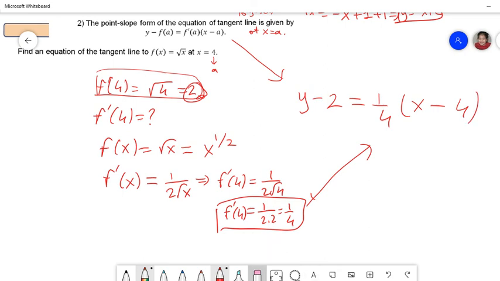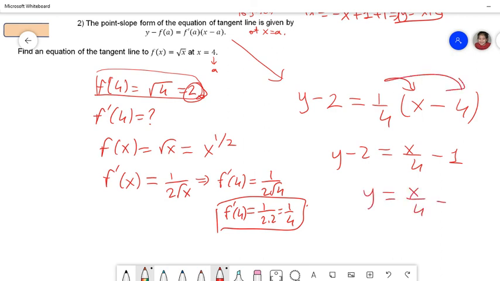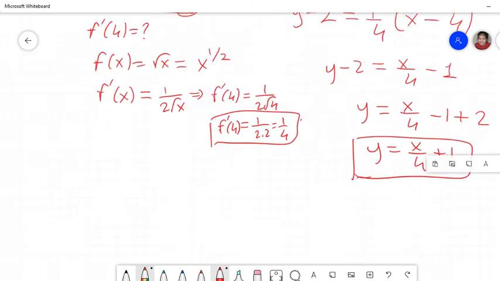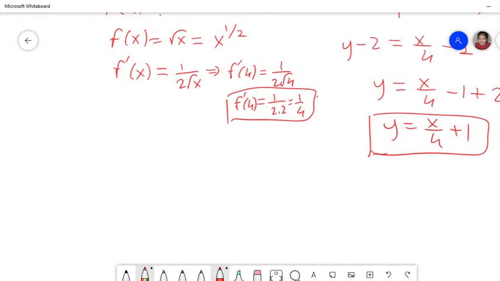If you do this calculation, it will be y minus 2 is equal to x over 4 minus 1. So you will get y equal to x over 4 minus 1 plus 2, which is x over 4 plus 1. So this will be the equation of the tangent line to f of x equal to square root of x at x equal to 4. Okay, that's it.